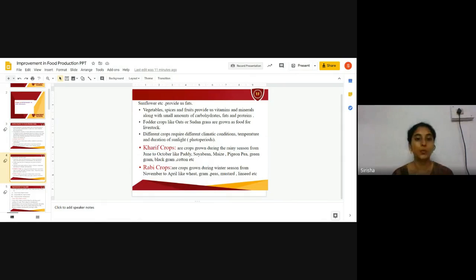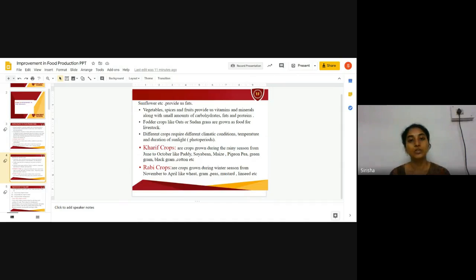And also, fodder crops like oats or Sudan grass are grown as food for livestock. For livestock also, we are growing the food. Different crops require different climatic conditions, temperature, and duration of light. They are called photoperiods. So all these types of crops do not require the same type of climate. There should be very different climatic conditions. That is why in India, a large amount of agricultural land is used for farming.